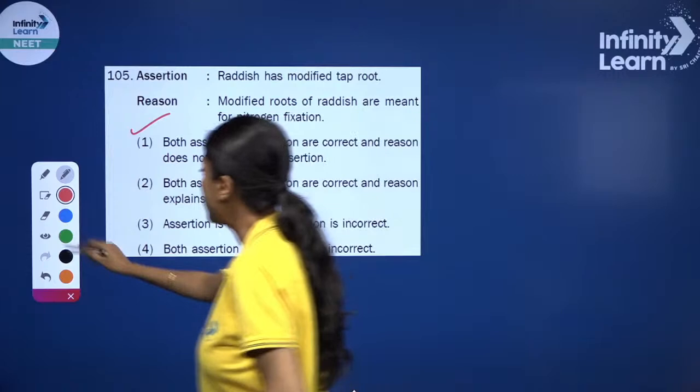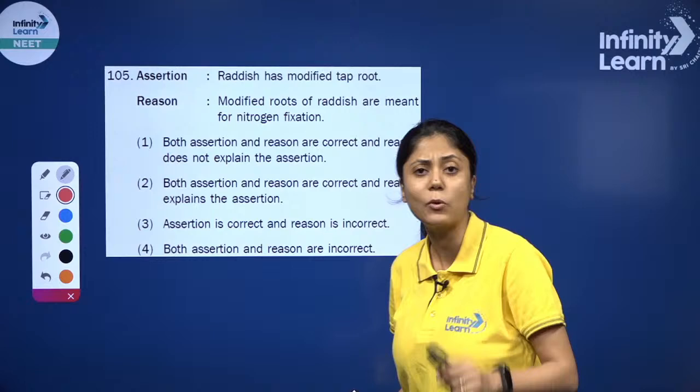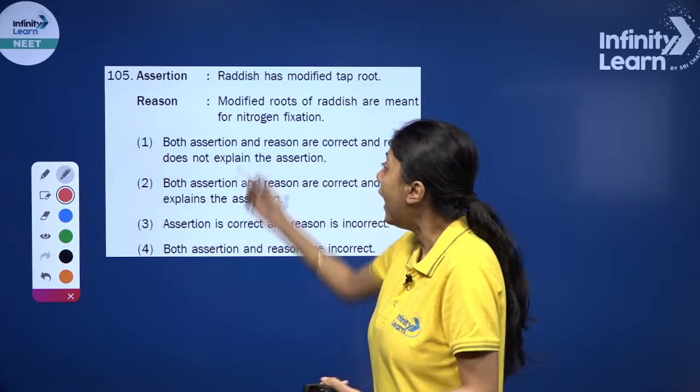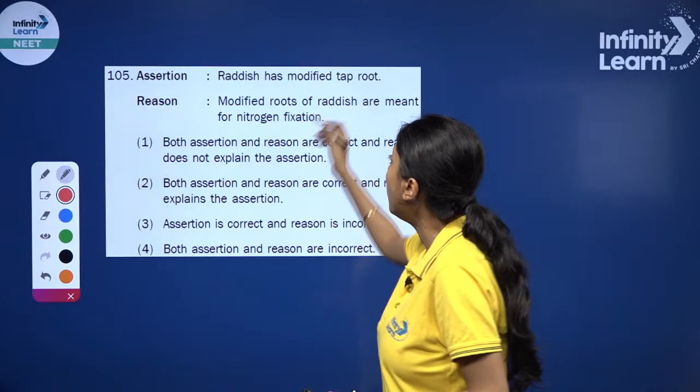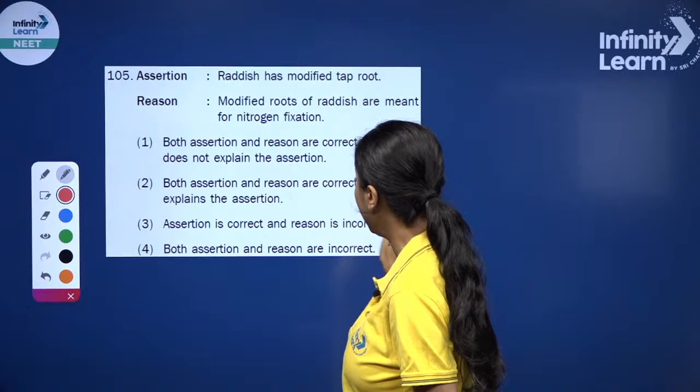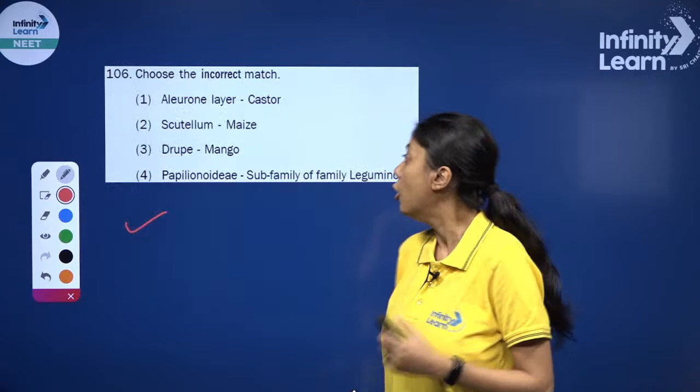Radish has modified taproot. Absolutely correct. Radish has modified taproot, which is used for the storage of food, right? And the reason says modified roots of radish are meant for nitrogen fixation. Is it a correct answer? I think you all know that it is not correct, right? So assertion is correct and reason is incorrect. So option three is the correct option. Moving ahead to the next question.